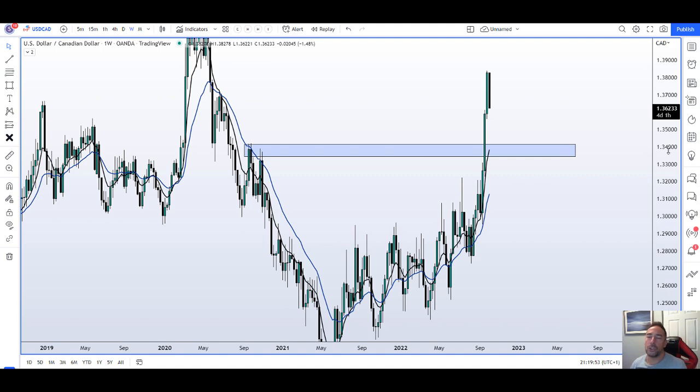So any intraday shorts that you might want to look for, which is obviously counter trend trading, 134 could be a good final target on this. Or of course you could target the 8 moving average on the weekly.